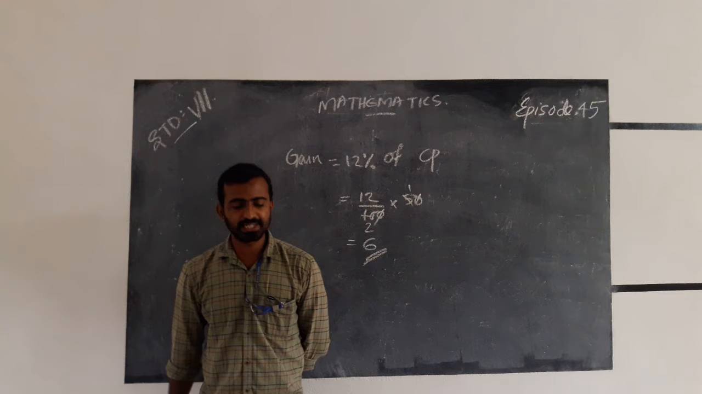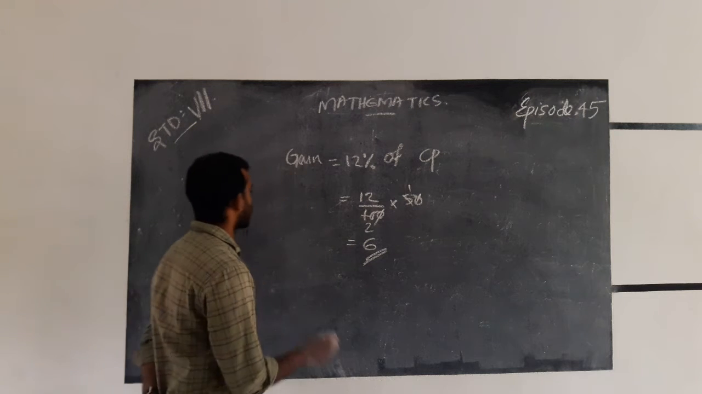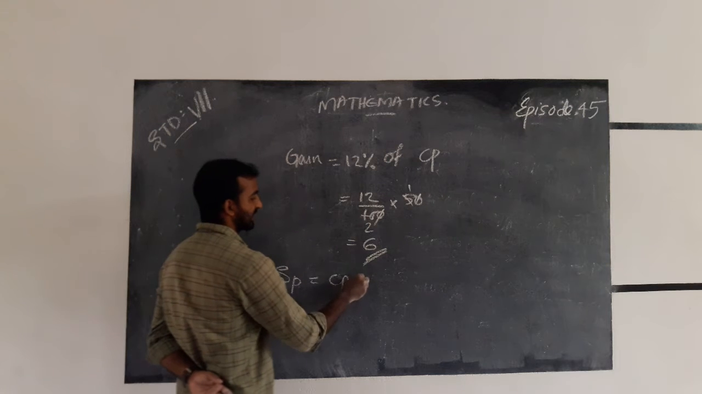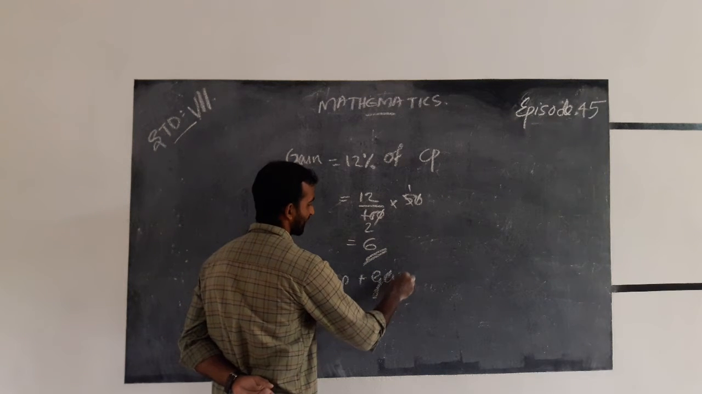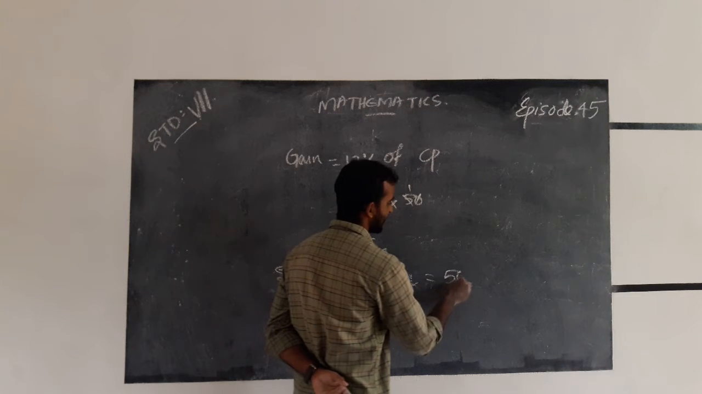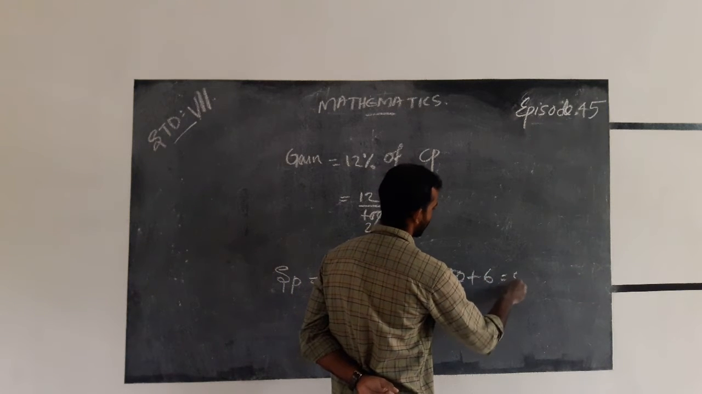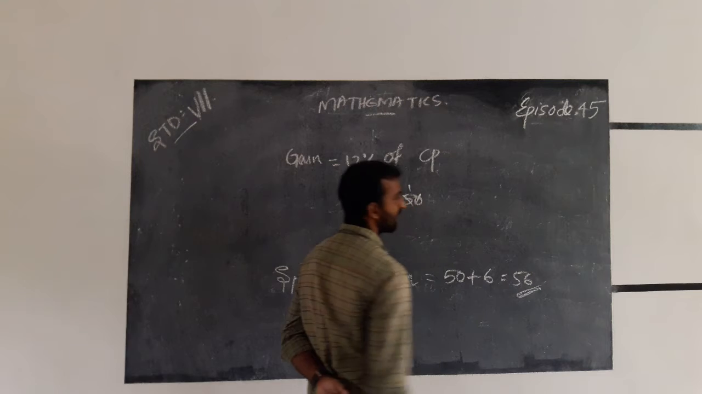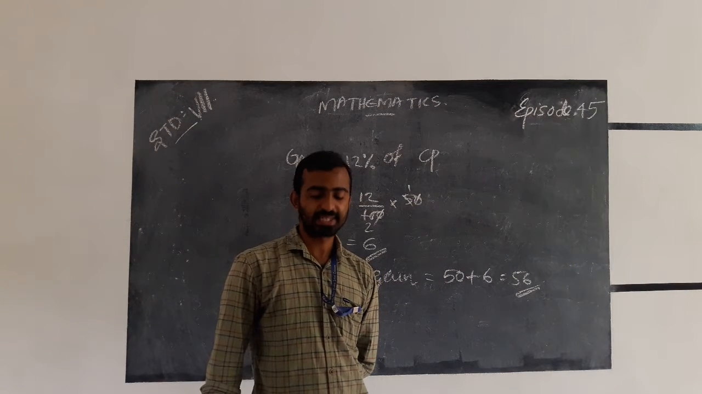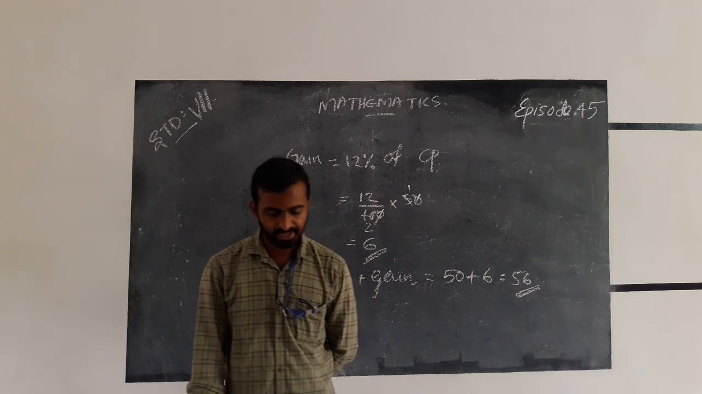Selling price equals CP plus gain. Is it? Yes. That is, CP is 50 plus 6. That is, we get 56. The answer is 56.